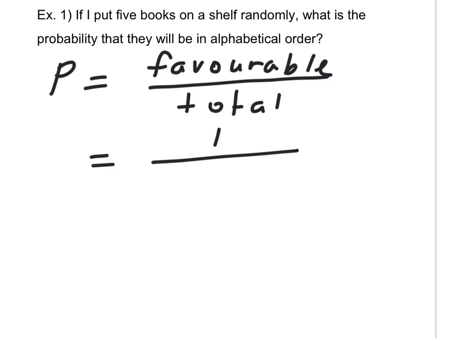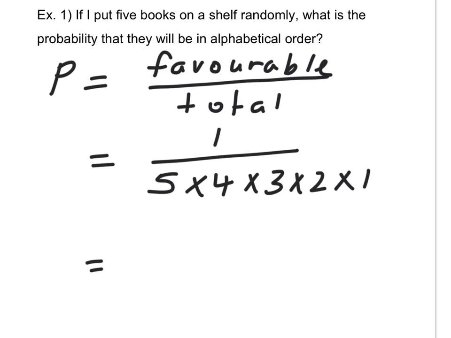Well, if I'm filling the first position, there's 5 possibilities, times 4, times 3, times 2, times 1. Now, like I said before, you can just leave the chain of multiplications if you want to. You don't have to multiply that out. But we'll do it. I'm going to do it really quickly. 5 times 4 is 20, times 3 is 60, times 2 is 120. So you have a 1 out of 120 chance of putting them in alphabetical order if you put them in at random.